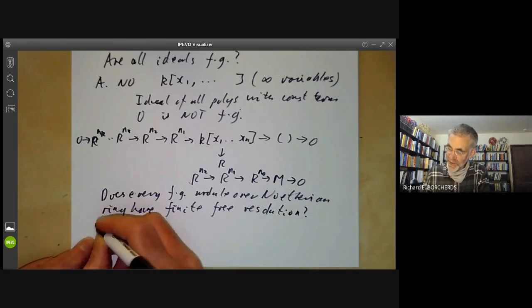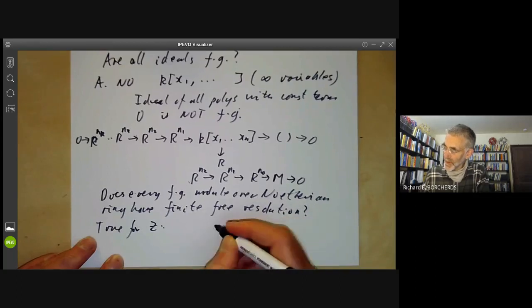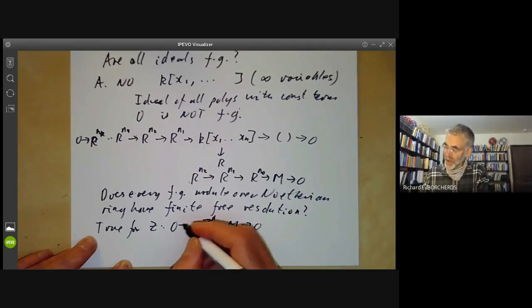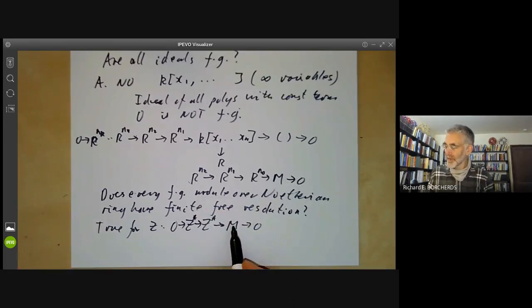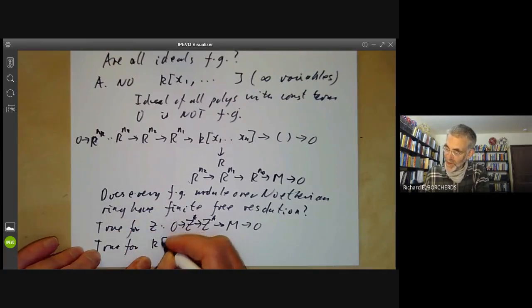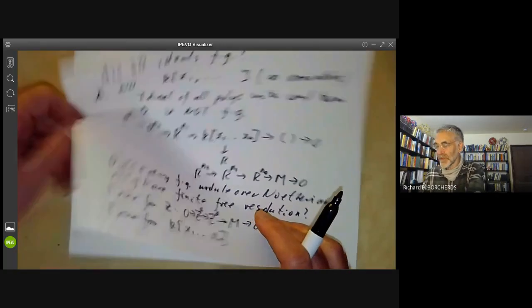Well, this is true for the integers, because if you take a module over the integers, we can have some free abelian group mapping onto it. And now every subgroup of a free abelian group is also a free abelian group. So we can find a subgroup that's also a free abelian group that maps to that. So every finitely generated module over the integers has a finite free resolution of length 2. It's also true for rings of polynomials in n variables, as Hilbert proved. However, it is false for some Noetherian rings.